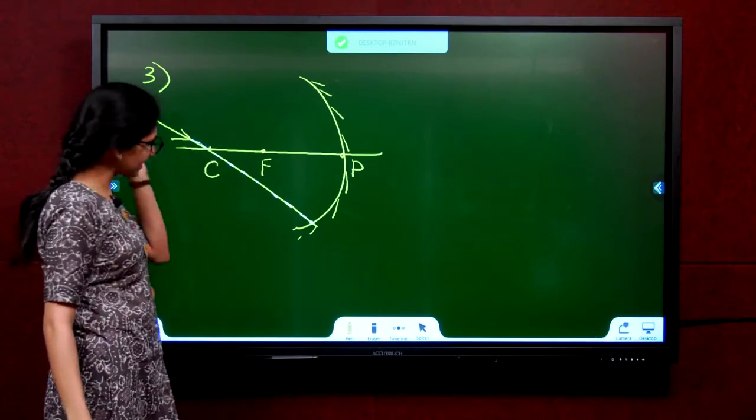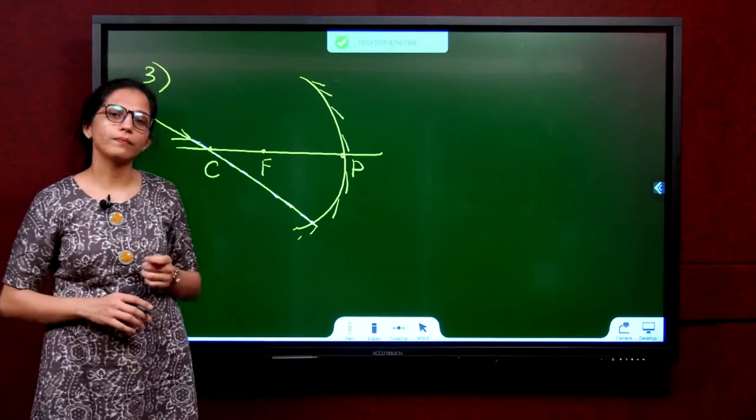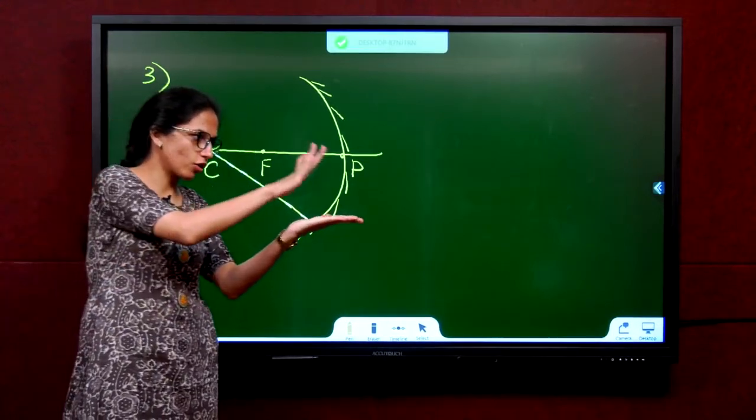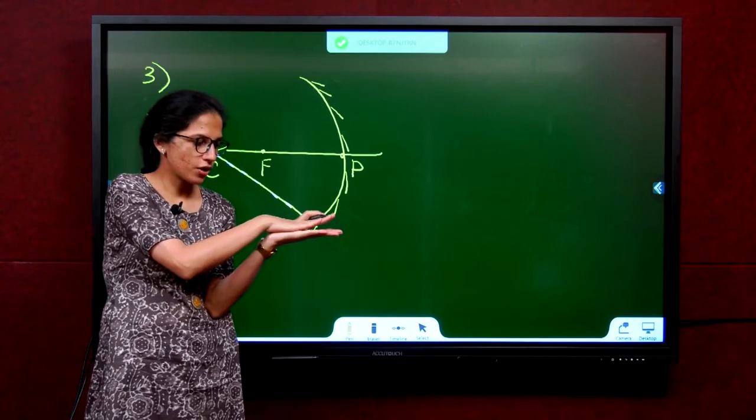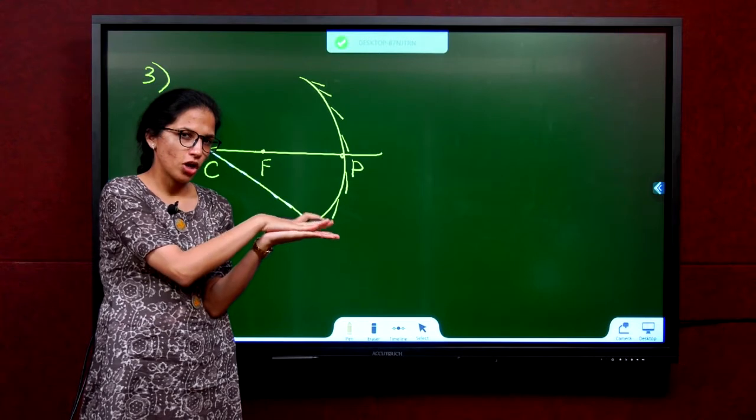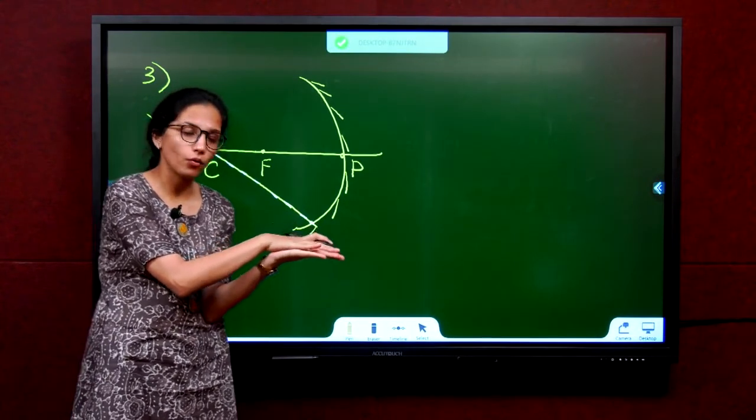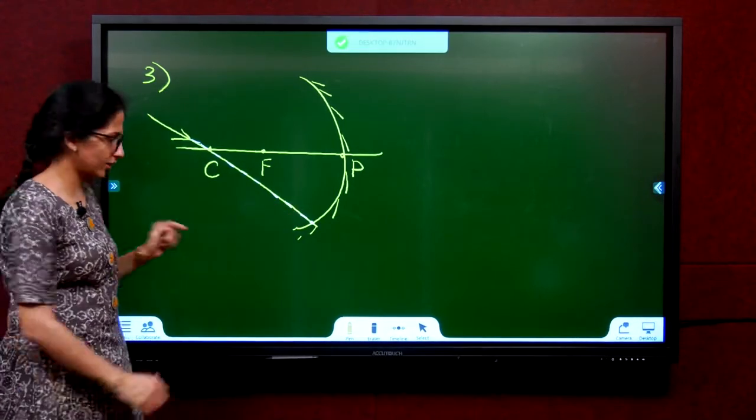My normal is also the same line. So now tell me, what is the angle between these two? If this is a line and this is also a line, what is this angle? 0, 30, 40, 50, 90. 0. So if two lines coincide, the angle between them is 0. What's the angle here? 0.